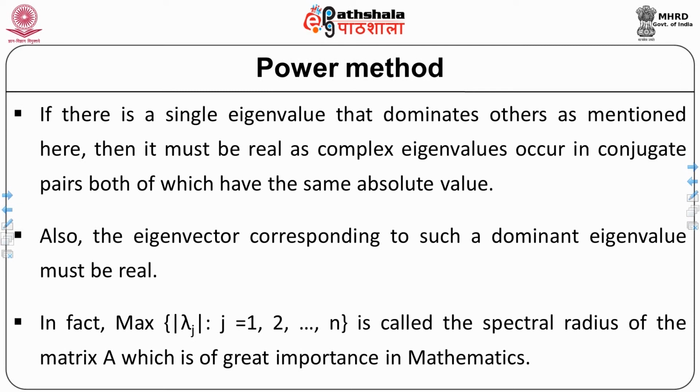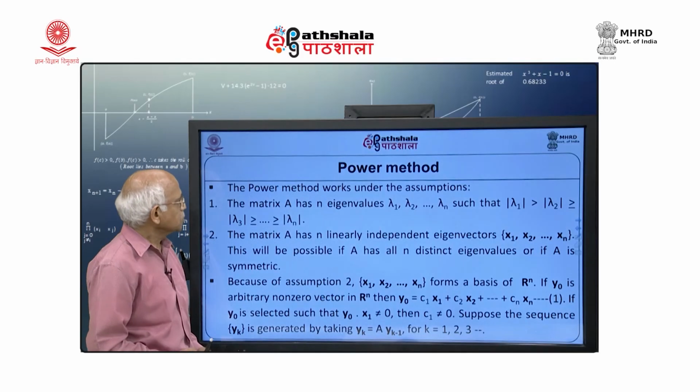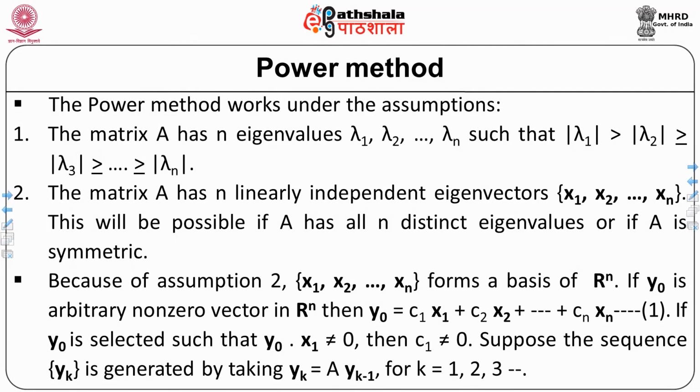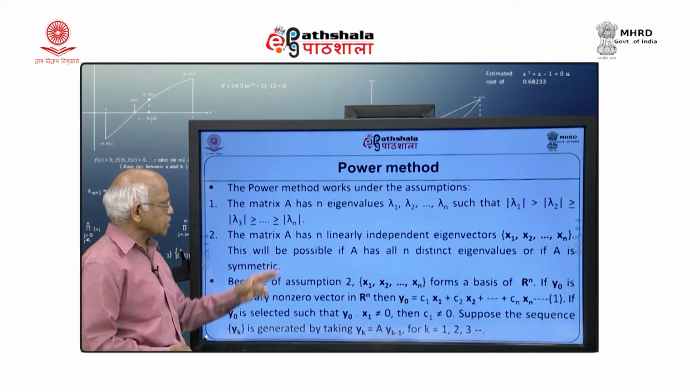In fact, the maximum of mod lambda j is called the spectral radius of the matrix A, which is of great importance in mathematics. The power method works under the assumption that the matrix A has eigenvalues lambda 1, lambda 2, lambda n, such that mod lambda 1 is strictly greater than the moduli of all other eigenvalues, and the matrix A has n linearly independent eigenvectors. So, that is also essential.